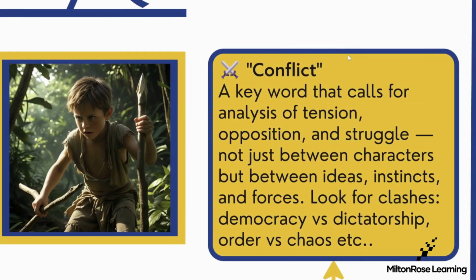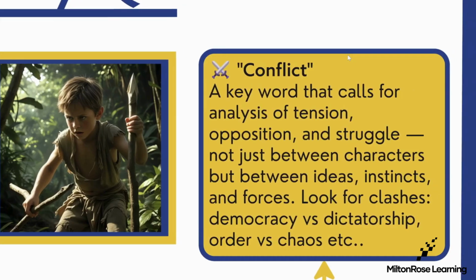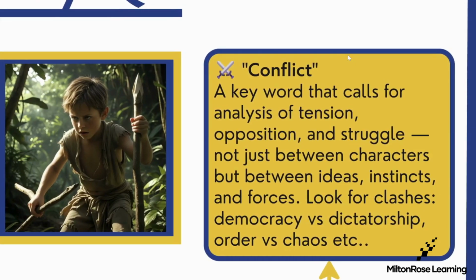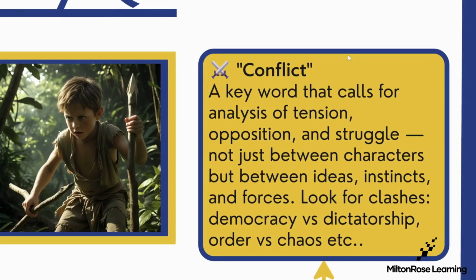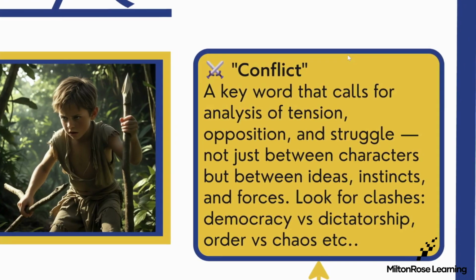Then we have one of the boys looking very deadly there. The word conflict is a key concept in the question. So it's a key word that calls for analysis of tension, opposition, and armed struggle on the island, not just between the characters, but if you're very clever, the conflict between ideas, between instincts, between forces. Look for clashes in the book, so between democracy and dictatorship, order versus chaos, and things like that, so we can think more conceptually than just conflict between two of the boys. It's a clash of ideas as much as a clash of children.